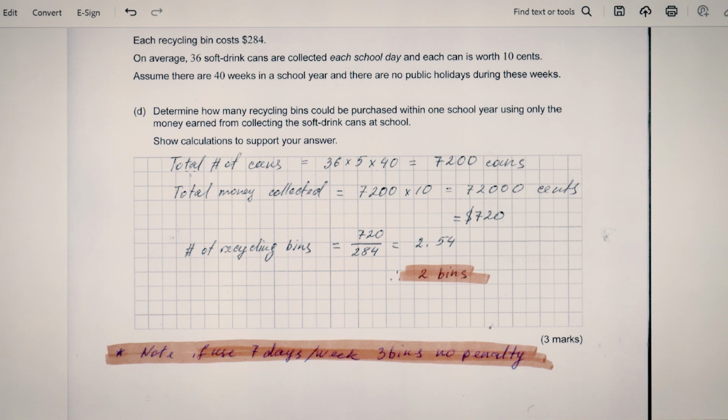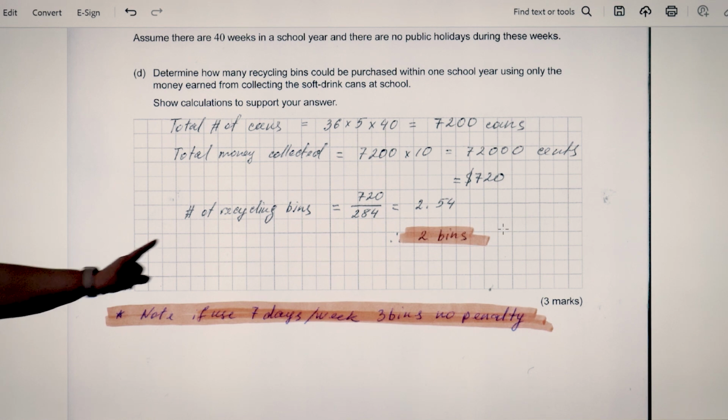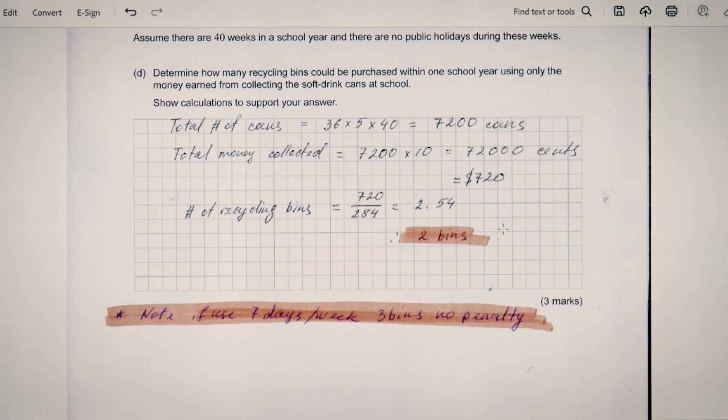So as you see what I did here, the total number of cans, total money collected, and then just dividing to see how many bins they need. So 2 marks go for the total cans, total money, or those calculations, and actually it can be done differently. But 1 mark goes for the whole number. It's not 2.54. We want to see it's 2 bins. It's not 3 because it's not enough for 3. So the last mark in this question was going for this.